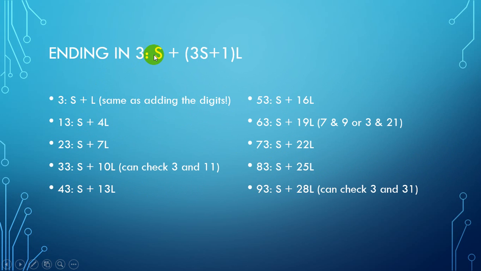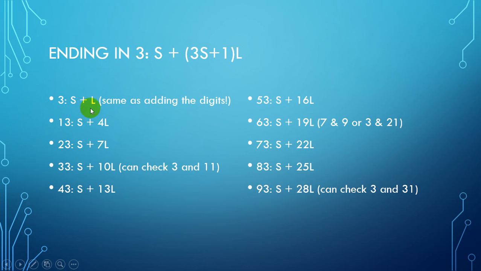So ending in 3. So here's how you derive this. If you can imagine a 0 here in front of the 3, that's the stem, and well, 0s plus 1 is just 1, and that's just s plus l. Well, that's the same thing as adding the digits in the number, which is the divisibility rule for 3. Check and see if those add up to 3 or a multiple of 3.